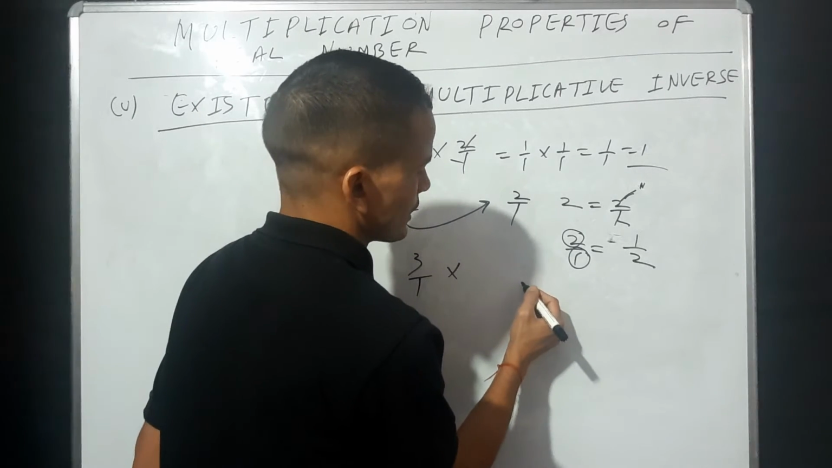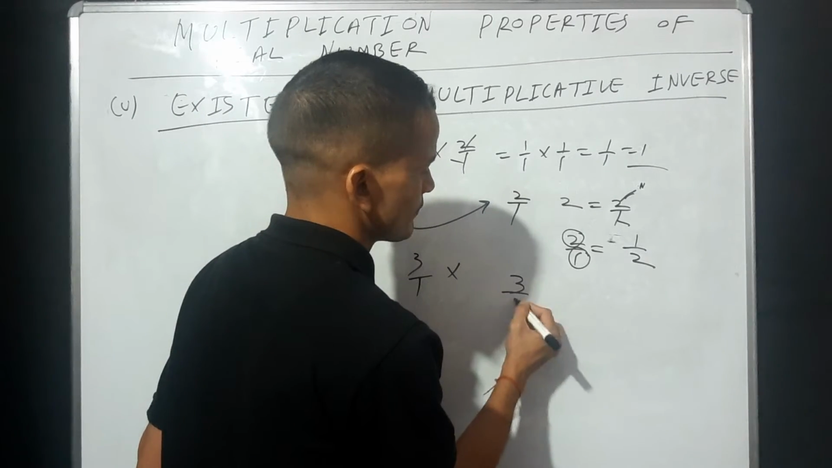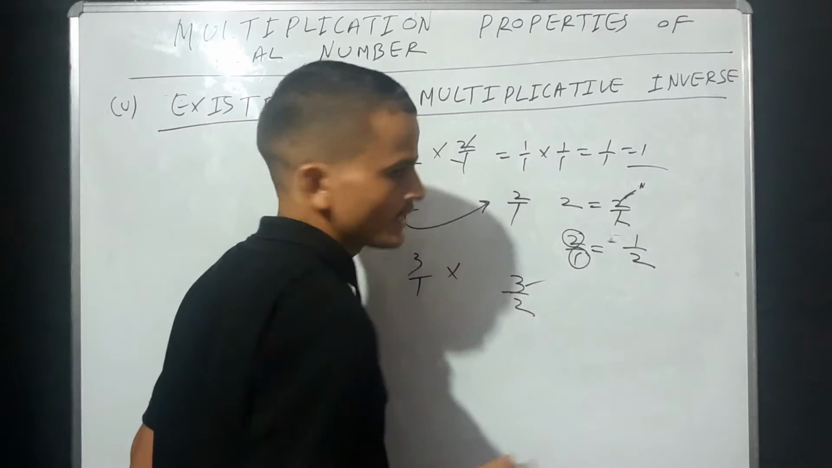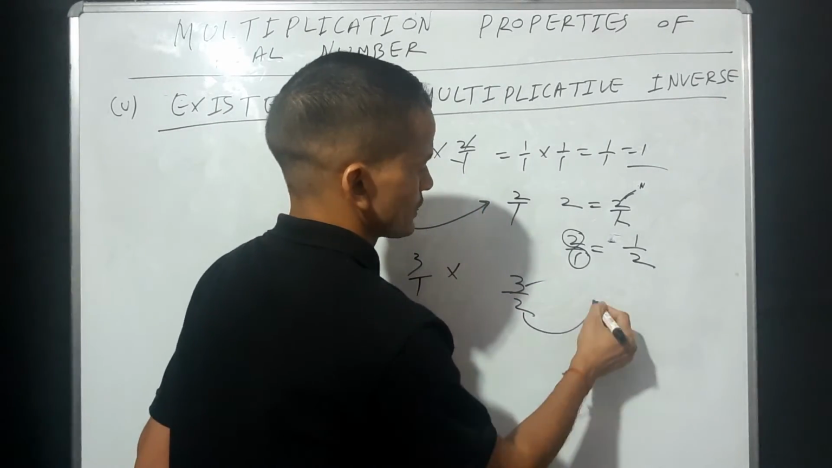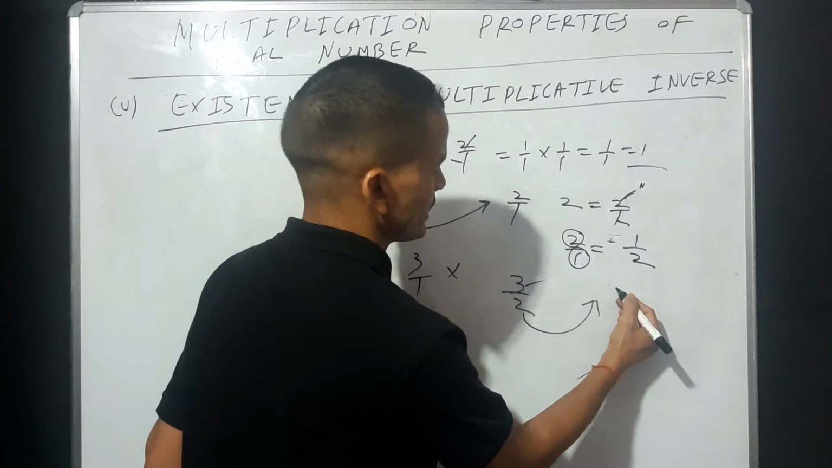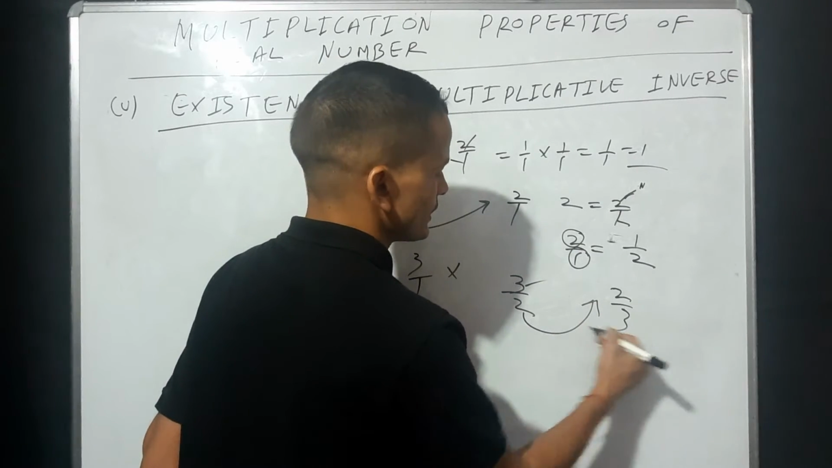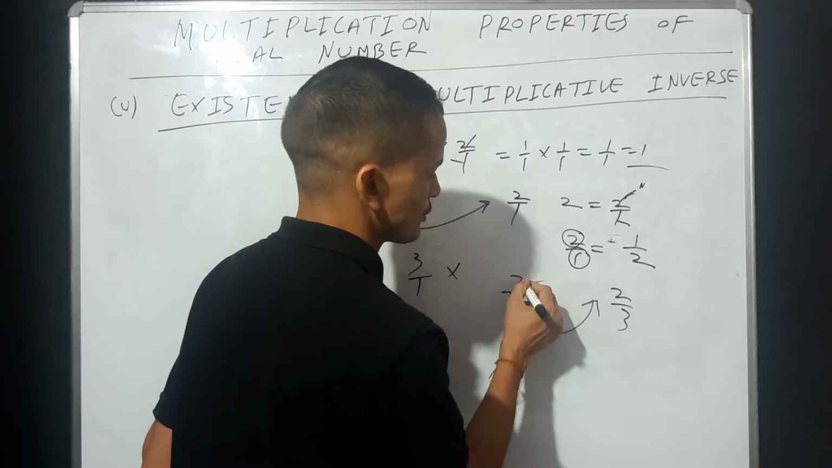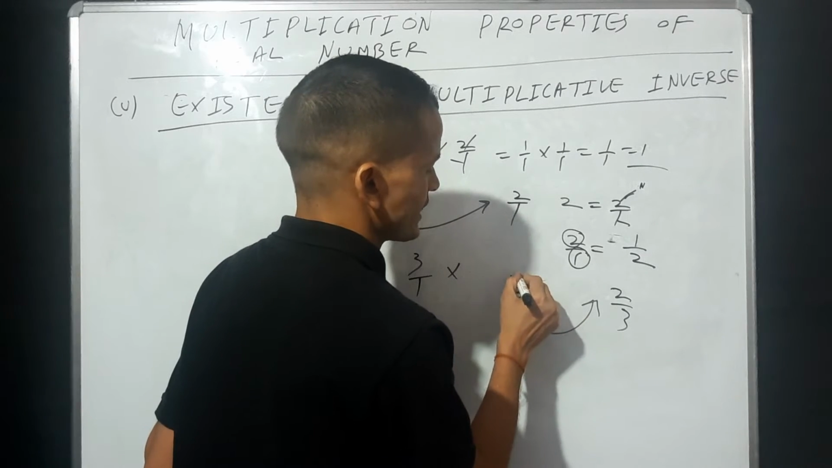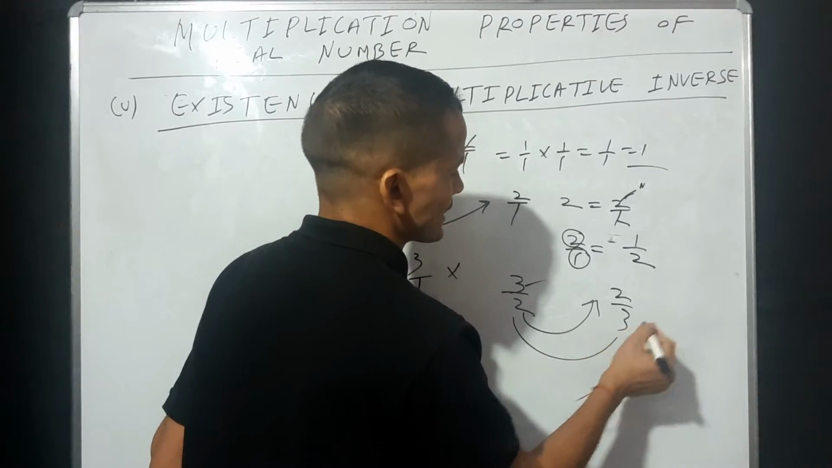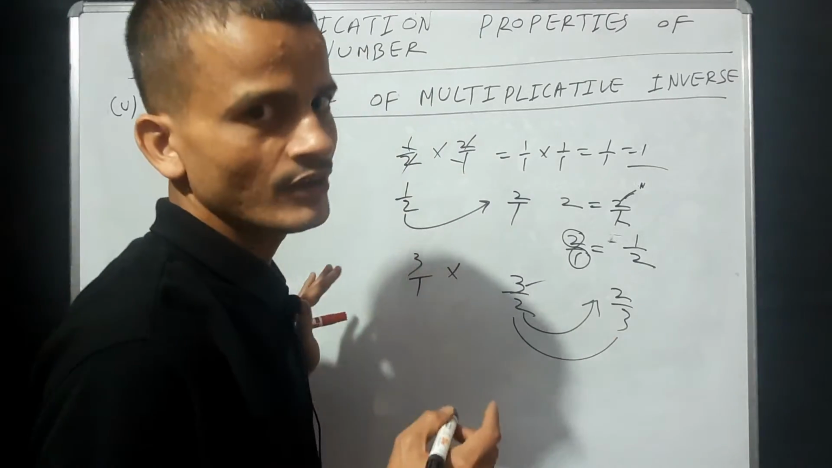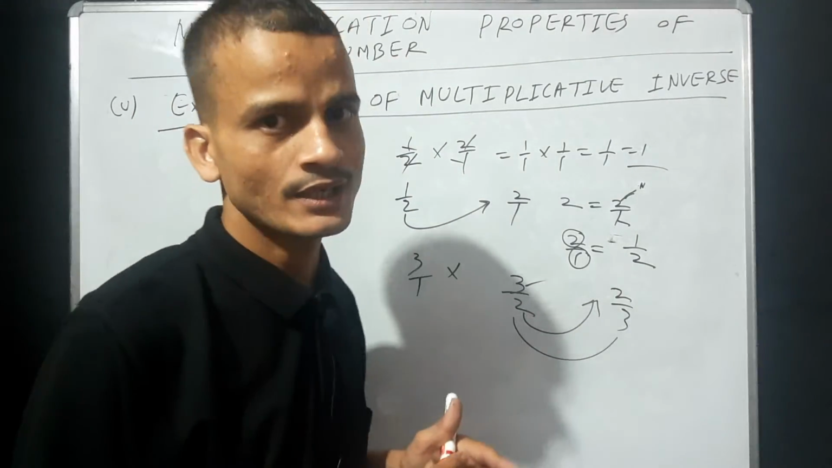If you want to find the reciprocal of 3 by 2, here the numerator is 3 and the denominator is 2, so the reciprocal of this number is 2 by 3. We write the denominator in the place of the numerator, and the numerator in the place of the denominator. We can easily find the reciprocal of any kind of number this way.